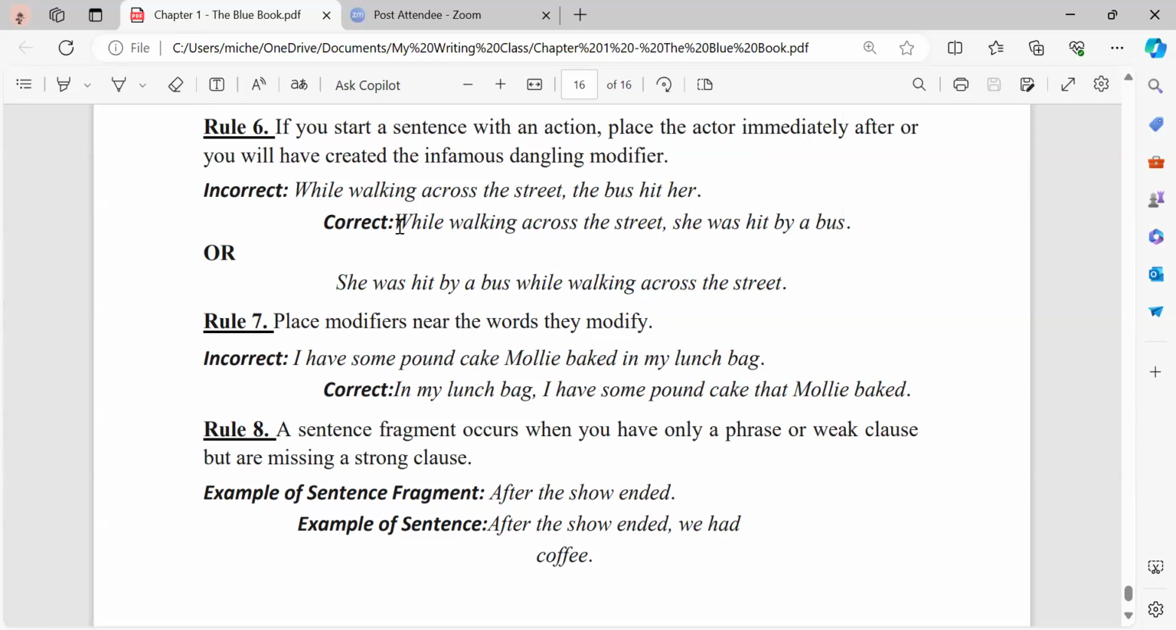While walking across the street, this is usually kind of a story type of sentence. Well, this is more straightforward. She was hit by a bus walking across the street. This is a very straightforward sentence.